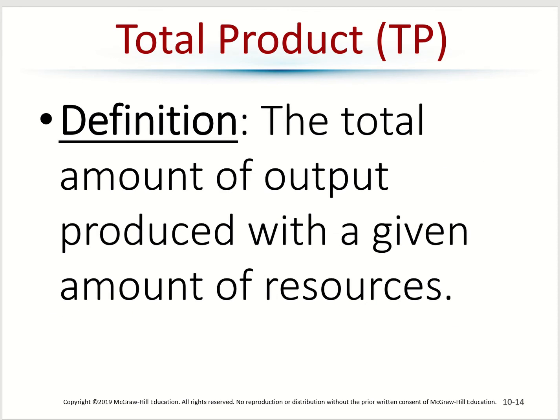And then next, your total product is your total amount of output that's produced with your given resources. So basically just how much you produce, your total production. Total production is also called the total product.